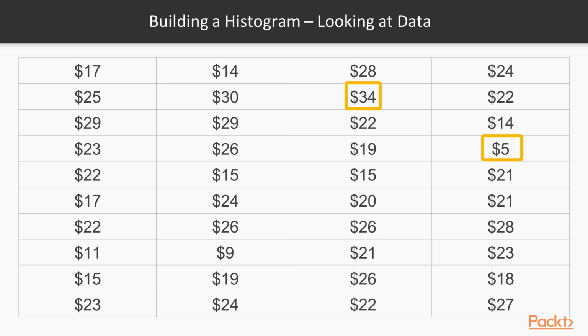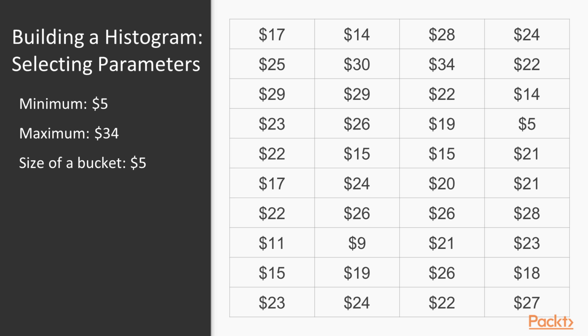That's obvious, but is it close to 34? Is it close to 5? Or is it somewhere in the middle? It's hard to tell. So let's see what we can do to visualize it. And the approach is very simple. What we should do here is break all of our numbers into groups or bins or buckets.